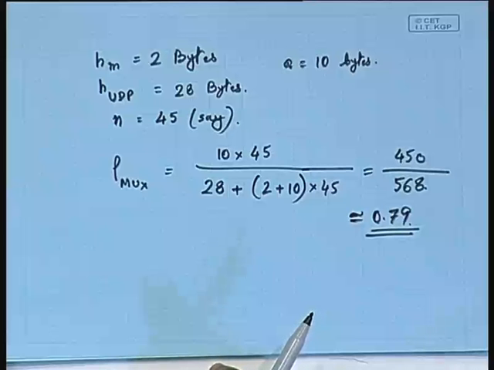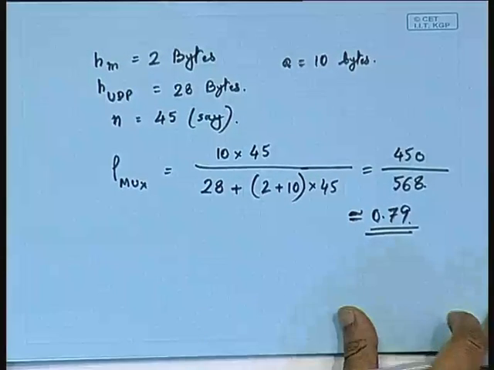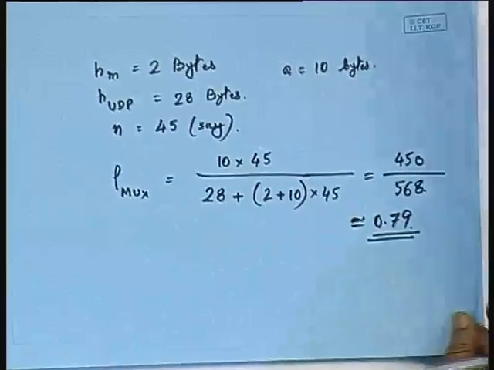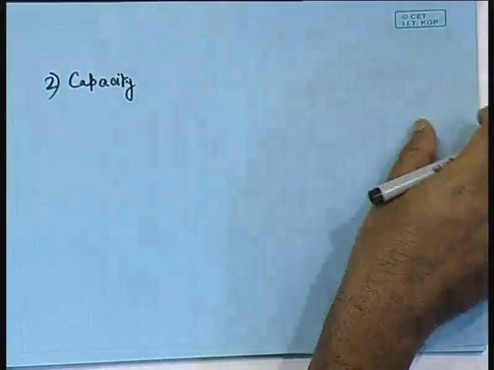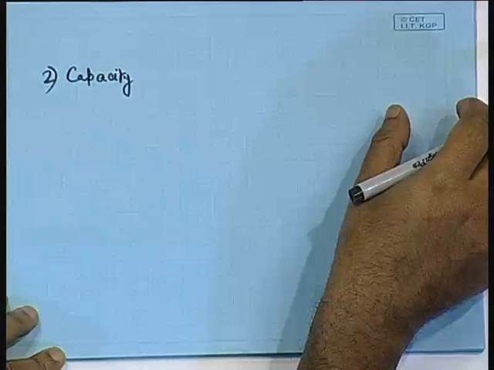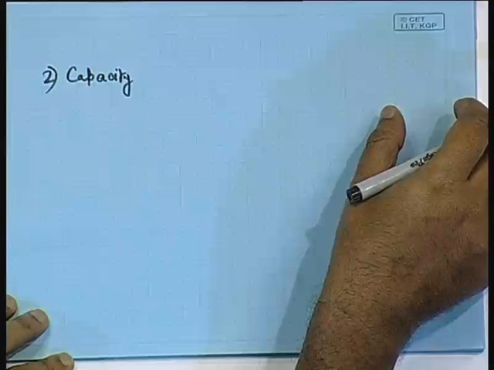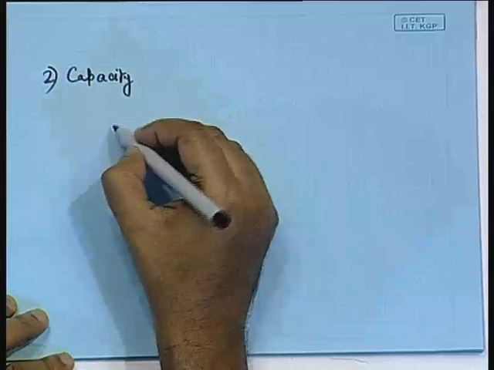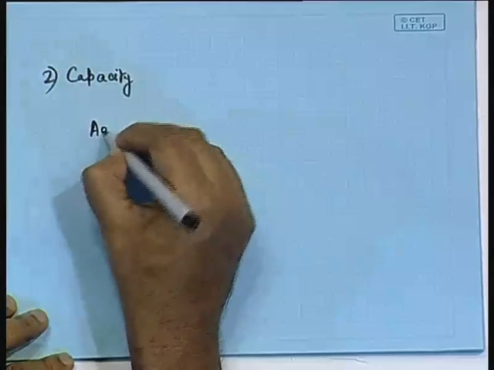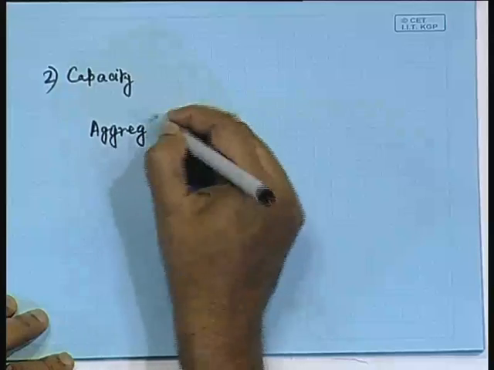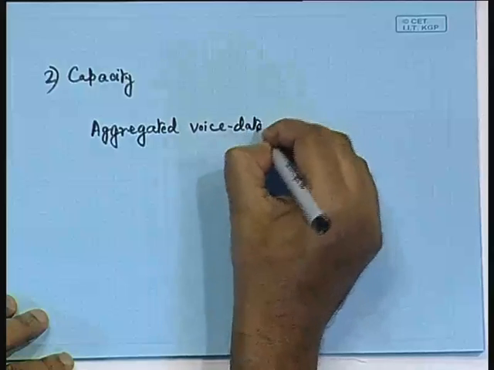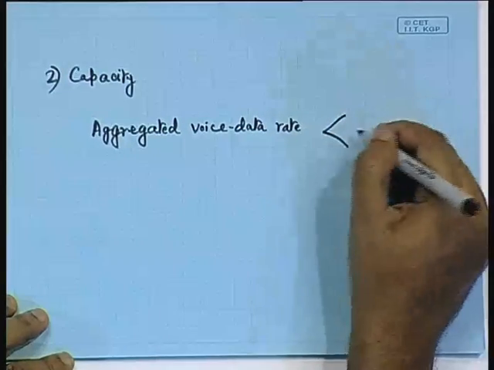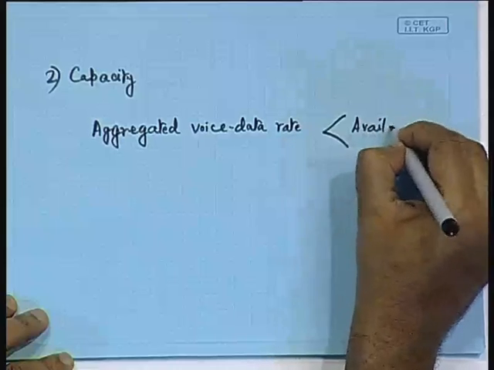Now let us talk about the second performance analysis, and that is the capacity. In the capacity analysis, the number of concurrent streams that will be possible is given by this constraint: the aggregated voice data rate should always be less than the available bandwidth.